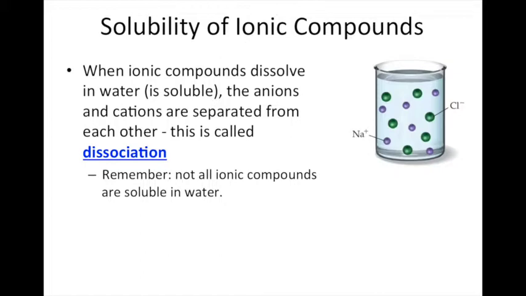So let's take a closer look at solubility of ionic compounds. When you put an ionic compound in water and it dissolves, so it is soluble, the anions and cations, which are ionically bonded to each other, will separate and disperse throughout the water. And this process is called dissociation. Now remember, not all ionic compounds are soluble, so only soluble ionic compounds will dissociate. Insoluble ionic compounds will just sink to the bottom and will not dissociate.